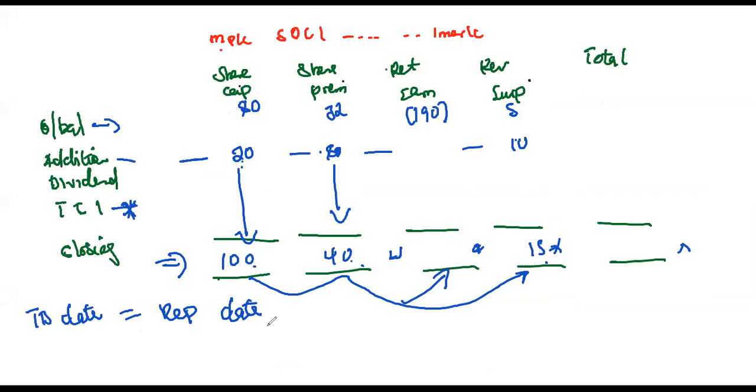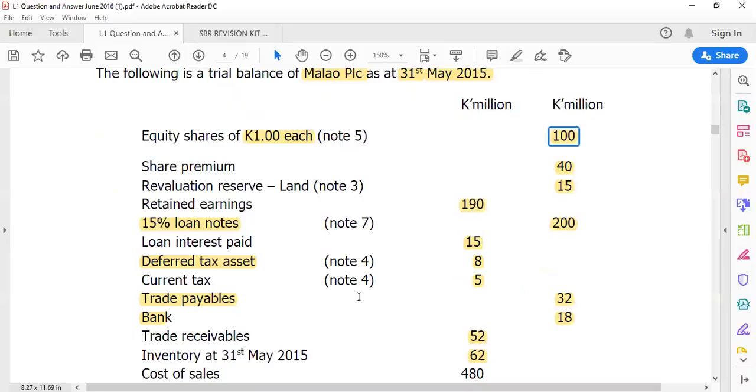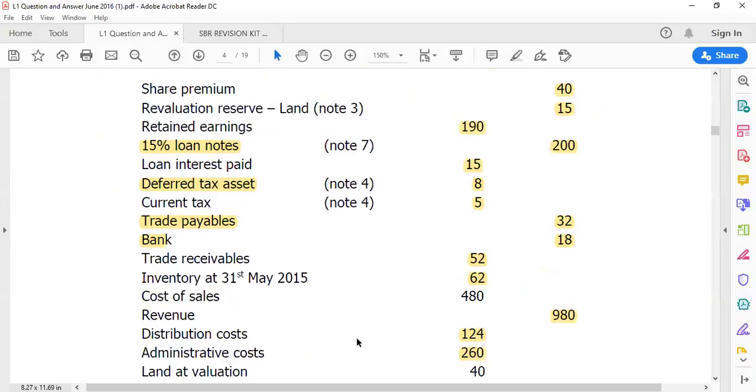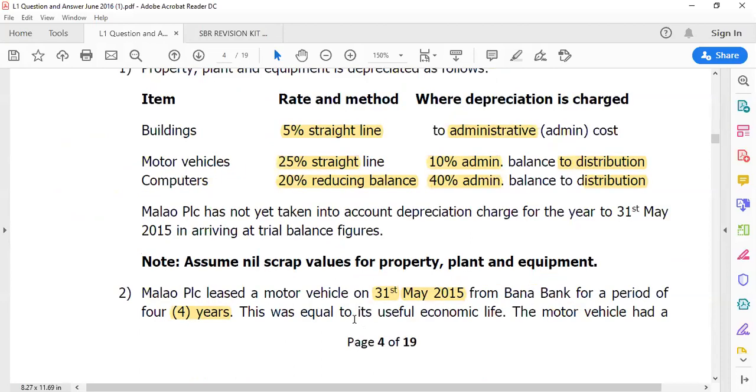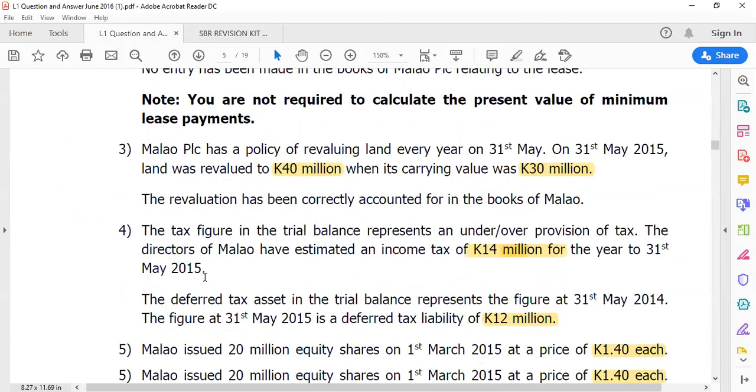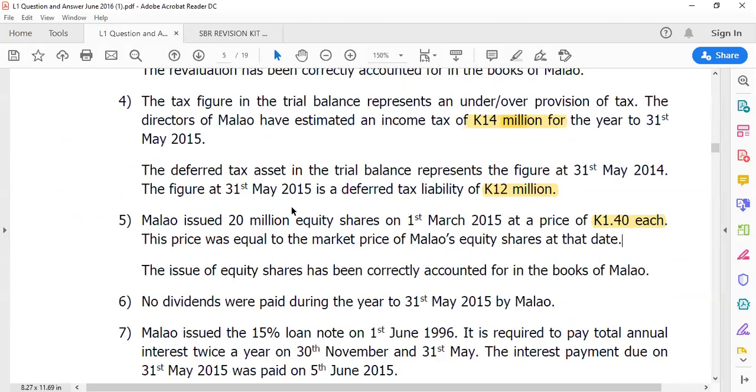Now we go to another note. At this point, you are even happy, even relaxed, you're not panicking. So what do you do? You go to other notes and check them out if there's anything new. Okay, this one has been dealt with, note number 5. We've done that one already. So let's go. The share issue.